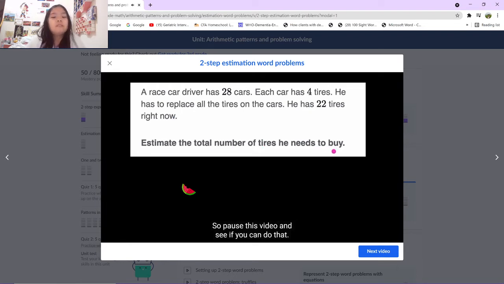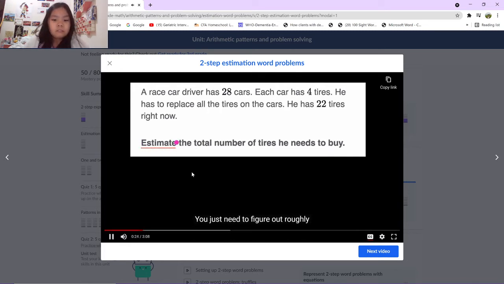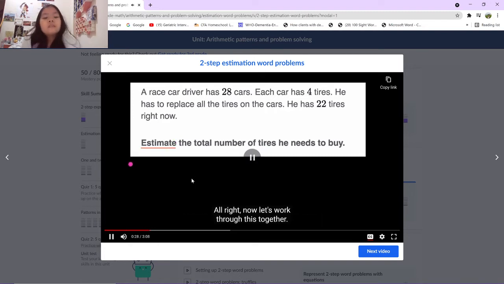So pause this video and see if you can do that. And the key word here is estimate. You don't have to figure out exactly. You just need to figure it out roughly, the total number of tires he needs to buy. All right.